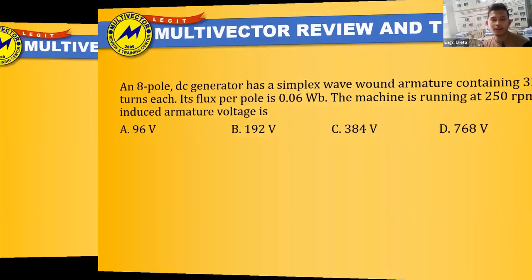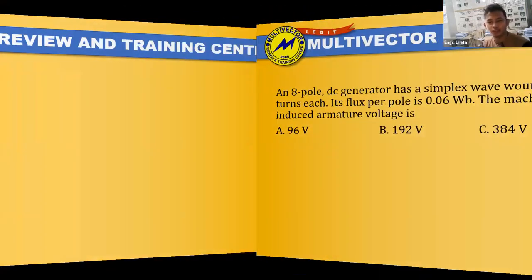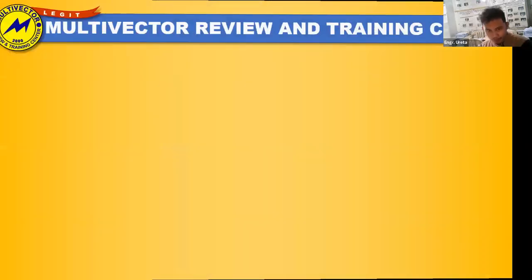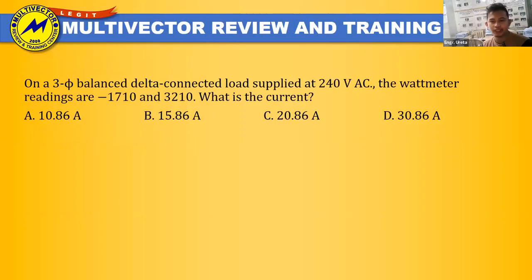Okay, problem number 91, on a three-phase balanced delta load supplies 240 VAC, the wattmeter readings are negative 1710 and 3210. What is the current? Okay, so in terms of current, dito natin siya kukunin. The total apparent power is square root of 3 VL IL. Since ang hinahanap is current, line current, our IL is just equals to total apparent power over square root of 3 VL.